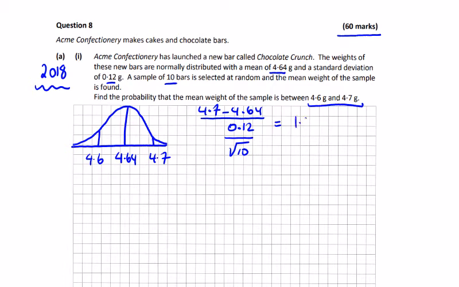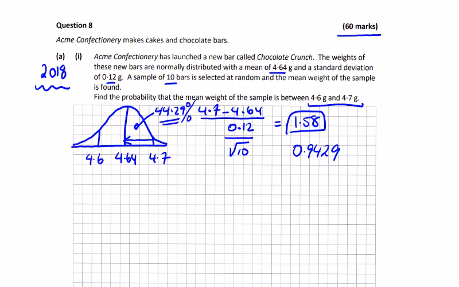1.58, which is a z-score of 0.9429. So if I start here and go back this way all the way to the beginning, I get 94.29%. So there has to be 44 in this guy, 44.29%.